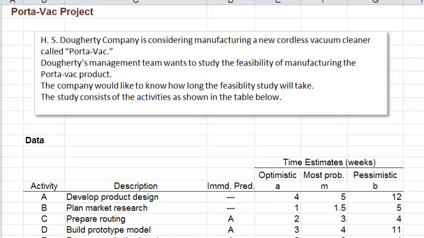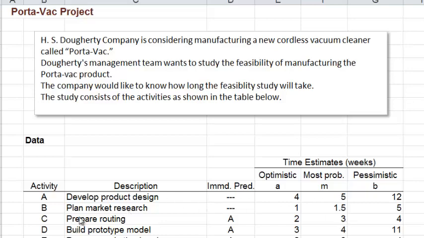The next example in the textbook shows how you might handle a case where there is uncertainty around the activity times. So here it is, our PortaVac project. Here's a company considering manufacturing a new cordless vacuum cleaner. It's called a PortaVac, and they want to do a feasibility study for this product, and they want to know how long the feasibility study will take. And activities for this study are given in this table.